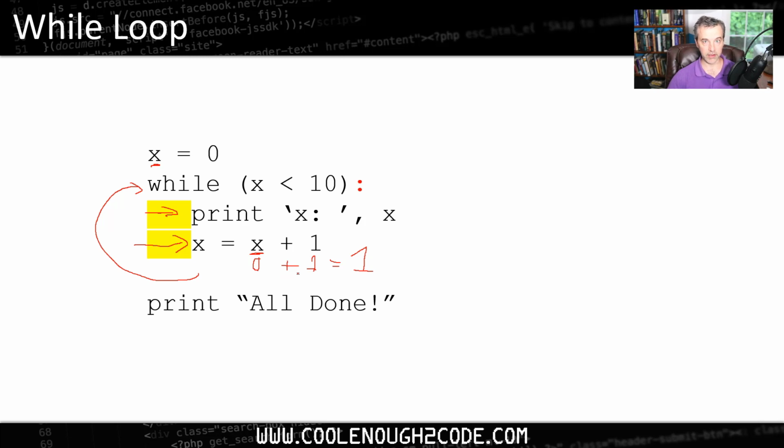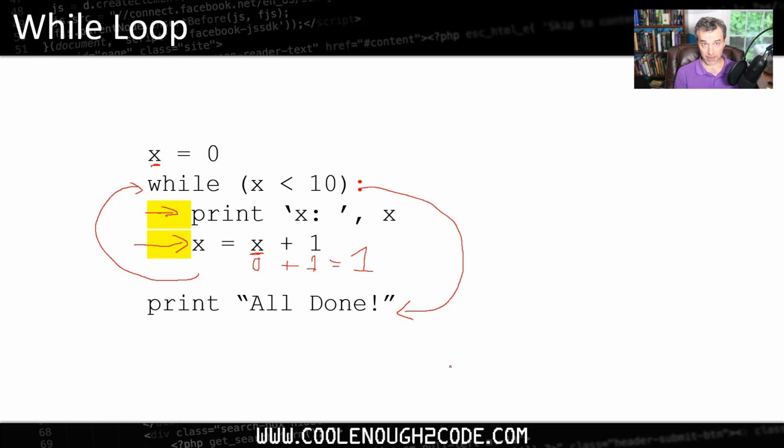So x is now 1, it's going to add a new value to it, and it's going to be 2, and then 3, and then 4, all the way up to the time that I get to where the value of x is 10. Because x as a value of 10 is not less than 10, they're equal, it's not going to go back into my code block. Instead, it's going to come down here and print all done, because that evaluates to false. So that's the kind of basic logic that we'll have with a while loop.